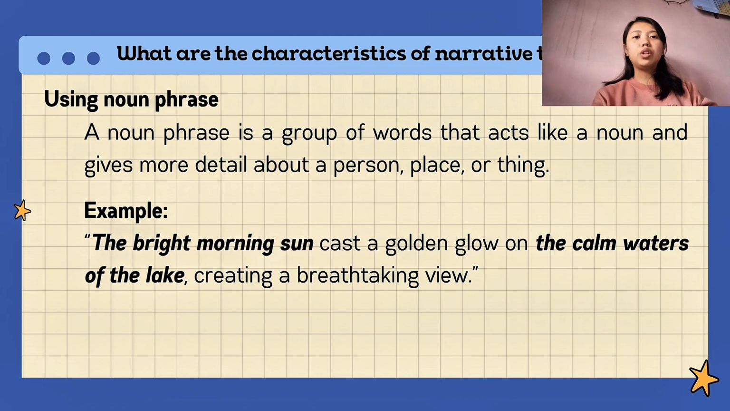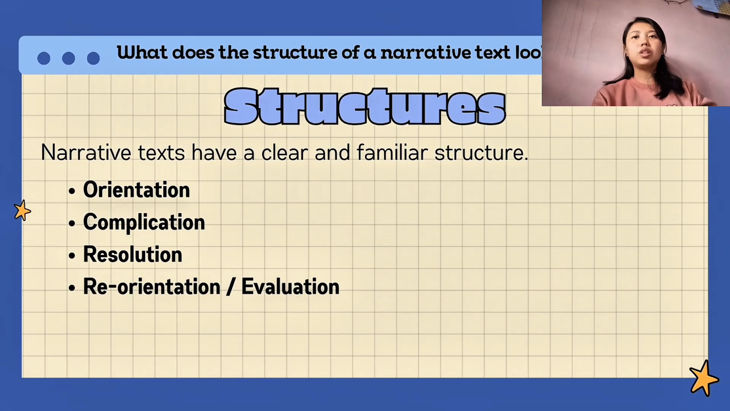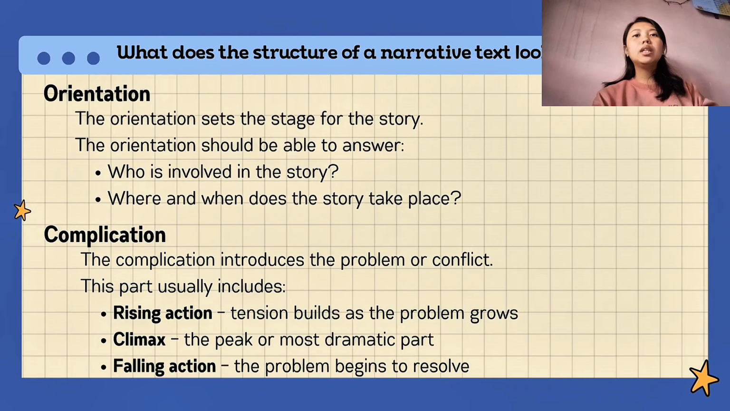Let's move to the next topic, which is about structure. Narrative text has a clear structure. There are orientation, complication, resolution, and reorientation or evaluation. In the orientation, we meet the characters and find out where and when the story takes place, or we can call it the introduction part.